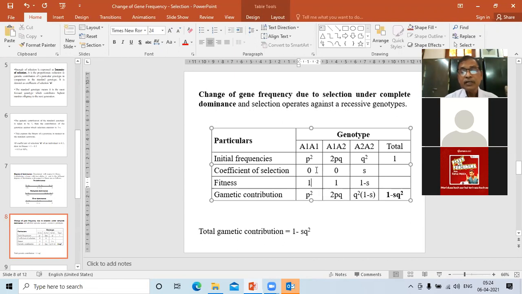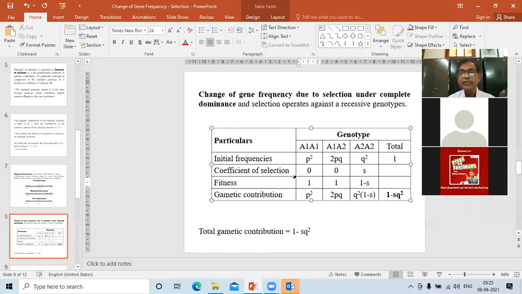That means there is A1A1 and A1A2. They are dominant, so they are the most favored genotype. They are the standard genotype, so their fitness is 100% or 1. So the coefficient of selection for A1A1 is 0, and for A1A2 is also considered as 0. And the coefficient of selection for the A2A2 genotype is S.